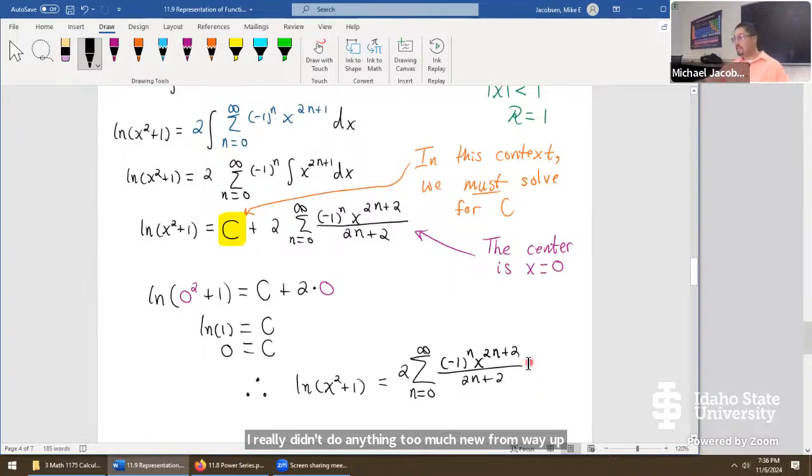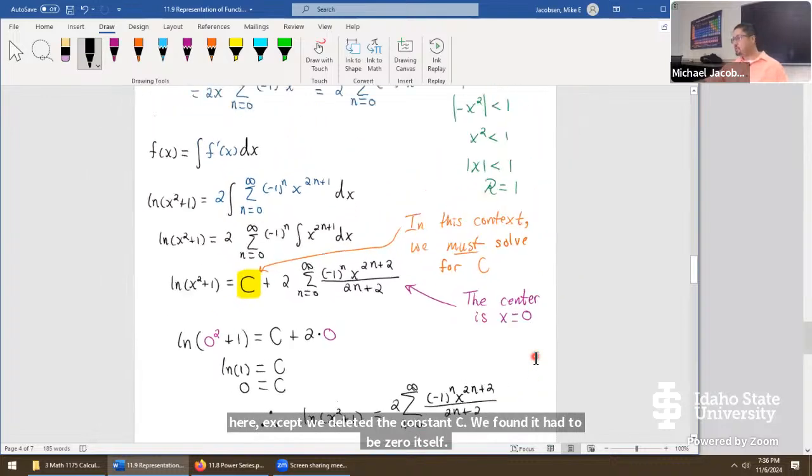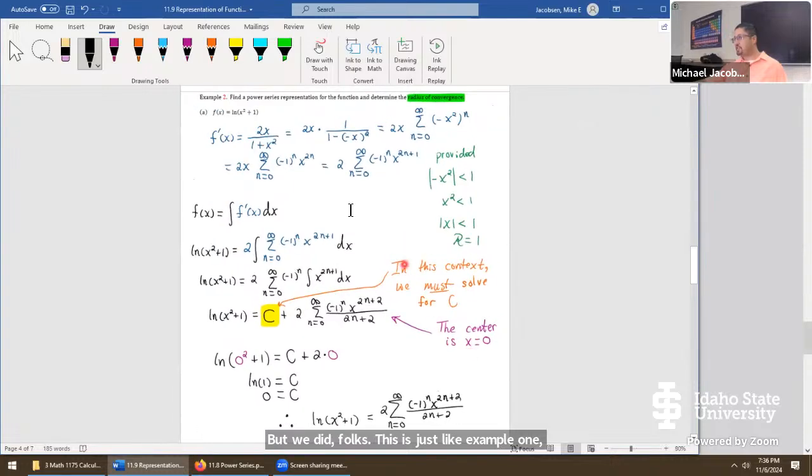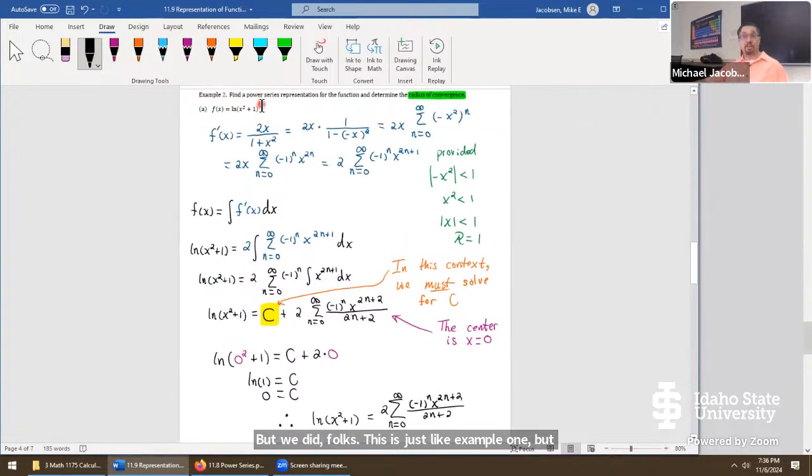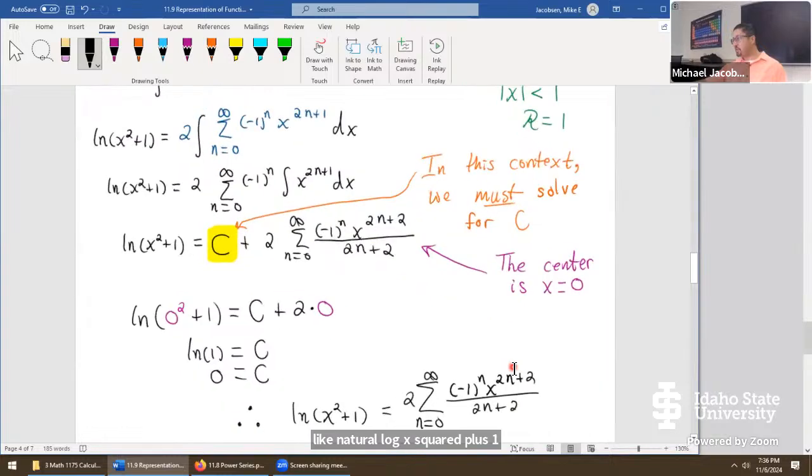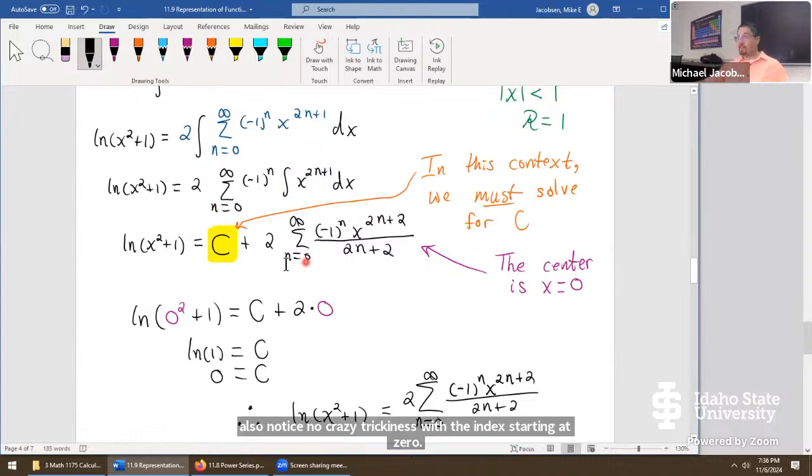But we did, folks. This is just like example 1, but we're starting to get more and more functions, like natural log x squared plus 1, that we can represent as power series in this kind of way. Any questions on how these steps went together? Okay, also notice no crazy trickiness with the index starting at 0. When you integrate, it still starts at 0. There is an additional term, but that term often goes away as a 0 as well.